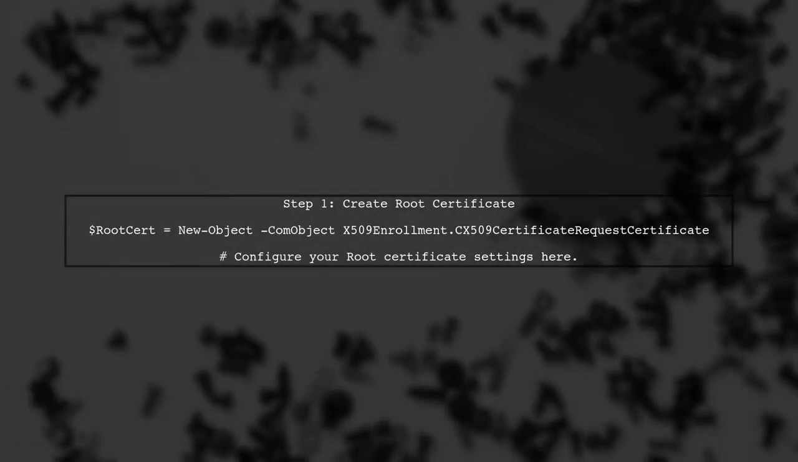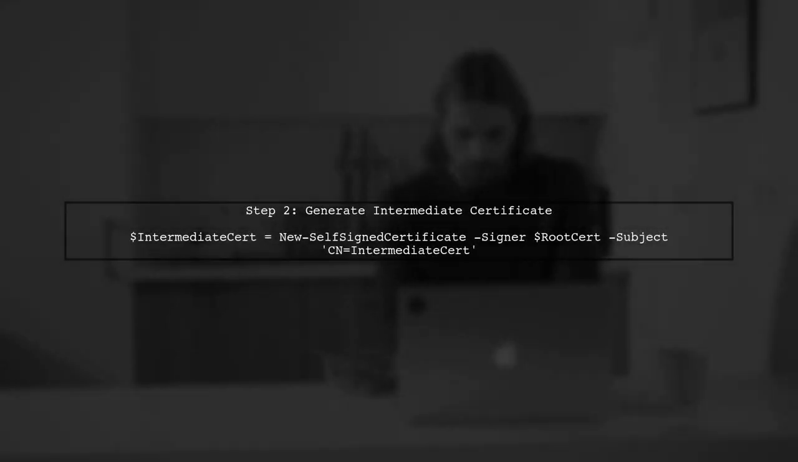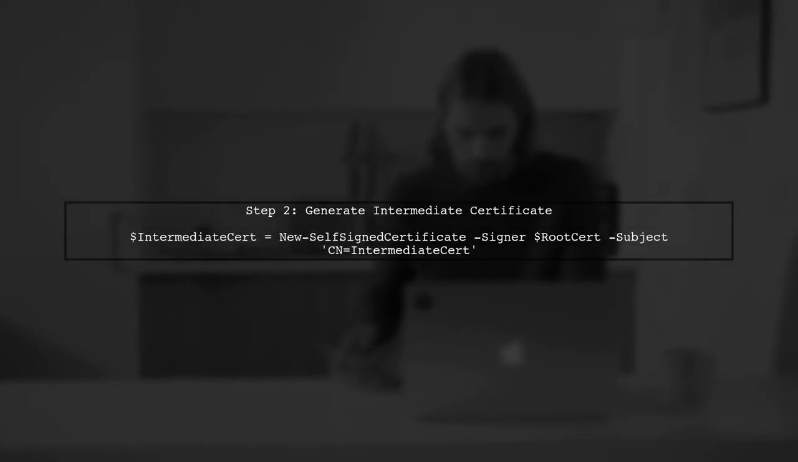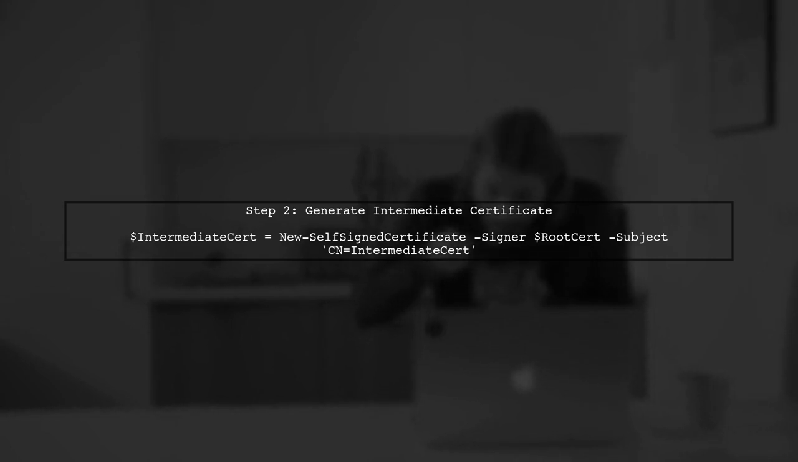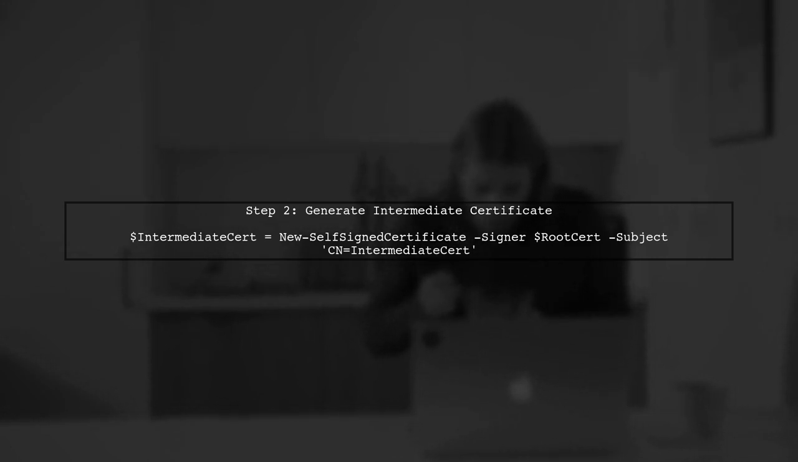So let's continue on. To generate a self-signed certificate with a root CA signer in PowerShell, we first need to create our root certificate. This can be done using the X509 enrollment COM object. Once we have our root certificate, we can generate the intermediate certificate. This is done using the New-SelfSignedCertificate cmdlet, specifying the root certificate as the signer.